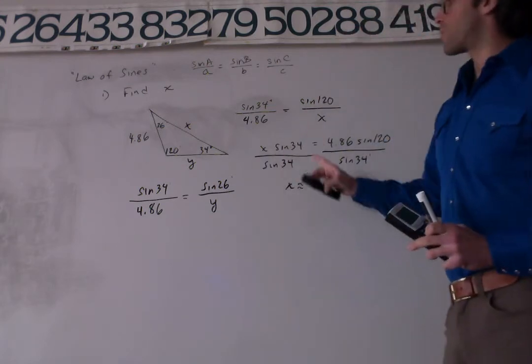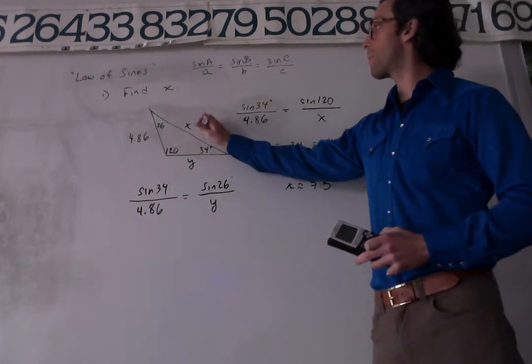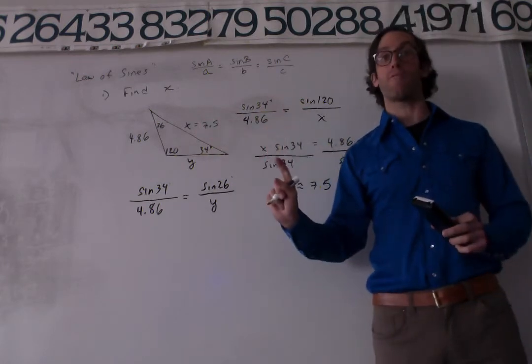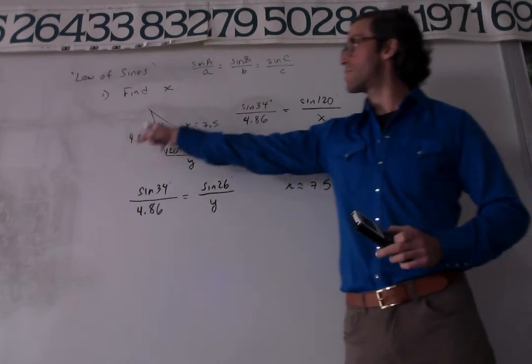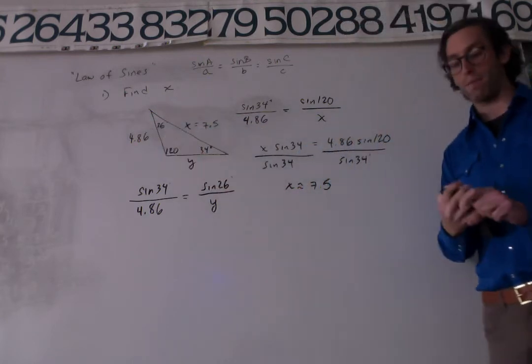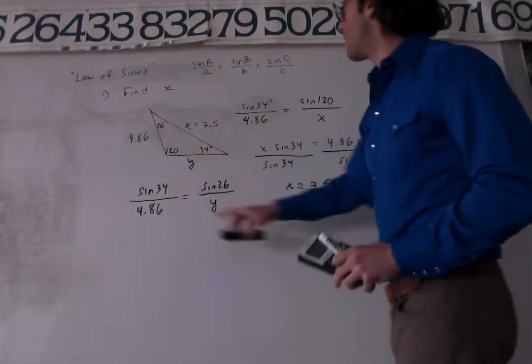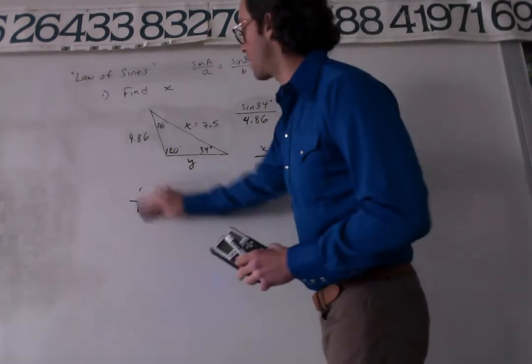We would not be able to, knowing that x is 7.5, just to be very clear about this, use the Pythagorean theorem to now find side y, right? We couldn't do this squared minus this squared equals, because the triangle is not right. So we'd have to use the law of sines again and cross multiply to find y, all right? So I just wanted to make sure of that.